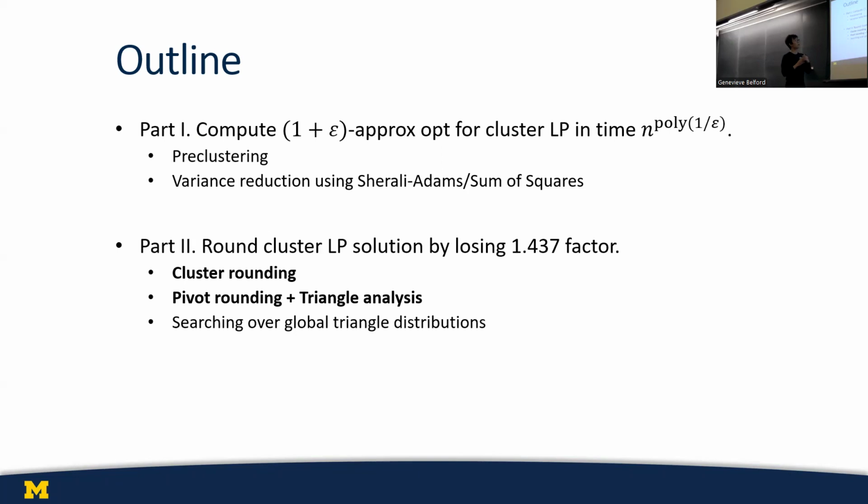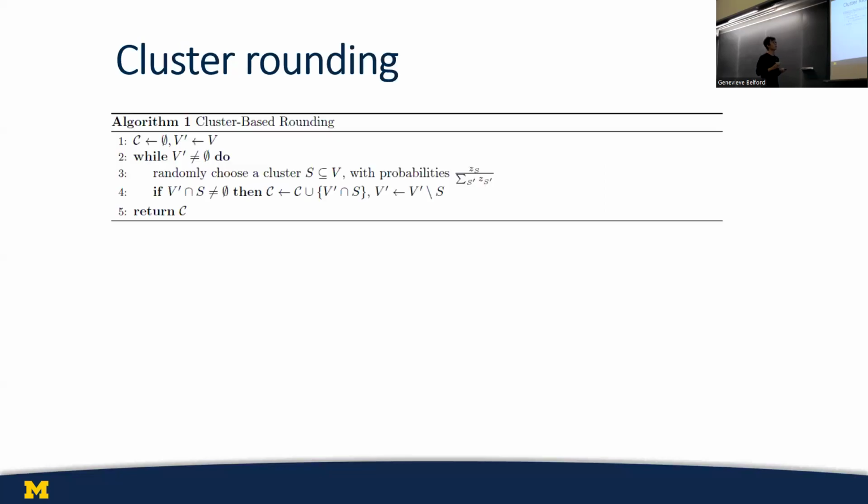Our rounding algorithm is a combination of two algorithms. Basically, we run two algorithms and then take the best. These two rounding algorithms are called the cluster rounding and the pivot rounding. The rounding algorithms themselves are extremely simple, so let me tell you what they are.